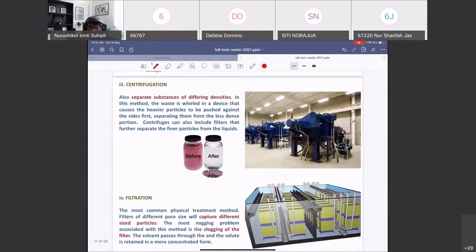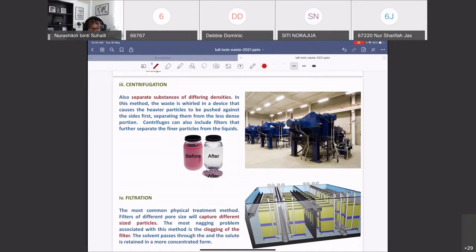The third method is centrifugation. So centrifugation, I know that you have come across the process in the lab, the centrifuge. You use a centrifuge, but that one is a lab scale centrifuge. And centrifugation is actually quite a broad concept. It's not just for centrifuging whatever you have in the lab, but at the industry it is also used to separate suspensions with different density, particles with different density.